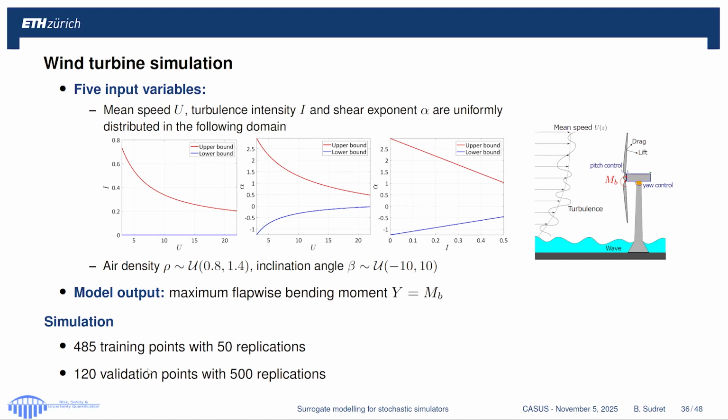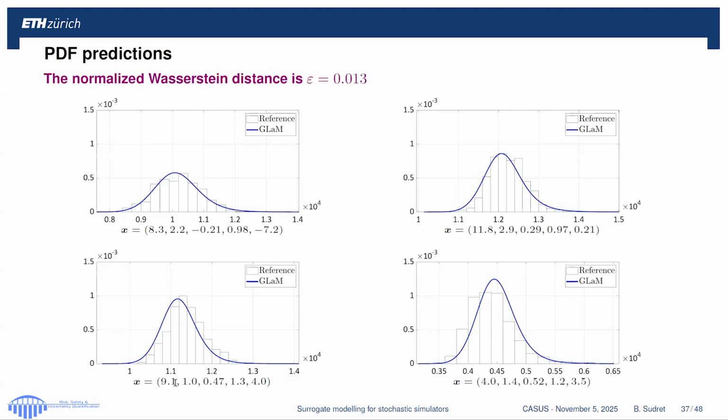And then to validate, we have fewer points but many more replications, because for all these points we want to be able to plot the real conditional distribution. So 500 replications are basically needed. Once everything is fitted, we get about a 1% error, which in that case is very good. And what you see here is for different x's.